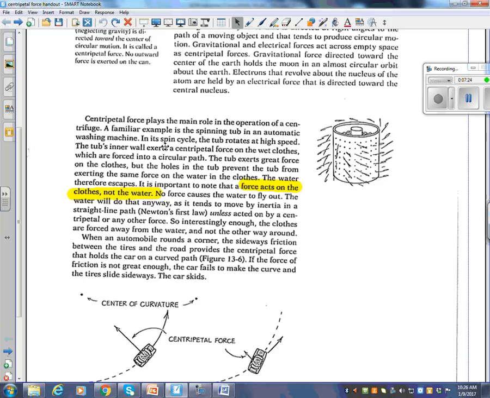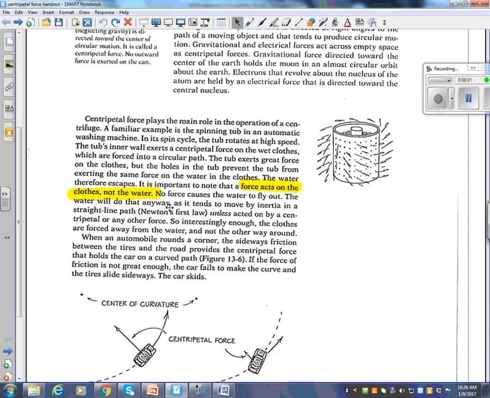In its spin cycle, the tub rotates at high speed. The tub's inner wall exerts a centripetal force on the wet clothes, which are forced into a circular path. The tub exerts great force on the clothes, but the holes in the tub prevent the tub from exerting the same force on the water in the clothes. The water therefore escapes. It's important to note that a force acts on the clothes, not the water, right? So the clothes are being pushed in towards the center, but the water can't be because of the holes. Same idea with the salad spinner at home, in the kitchen.